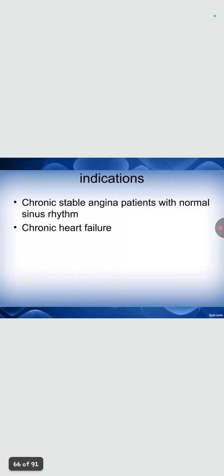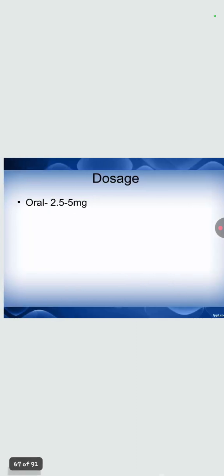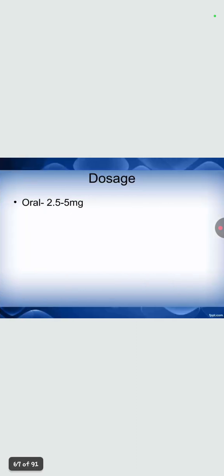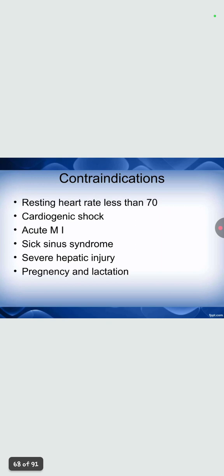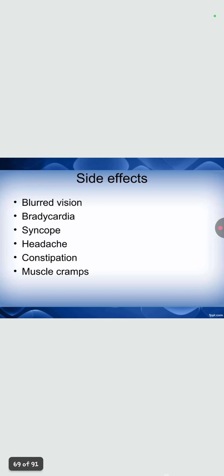Indication is chronic stable angina in patients with normal sinus rhythm, and chronic heart failure. Dosage is orally 2.5 to 5 mg. Contraindications: resting heart rate less than 70, cardiogenic shock, acute myocardial infarction, sick sinus syndrome, severe hepatic injury, pregnancy and lactation. Side effects are blurred vision, bradycardia, syncope, headache, constipation and muscle cramps.